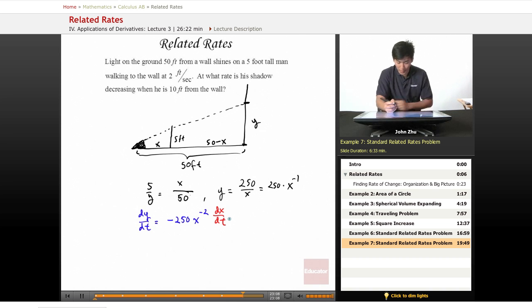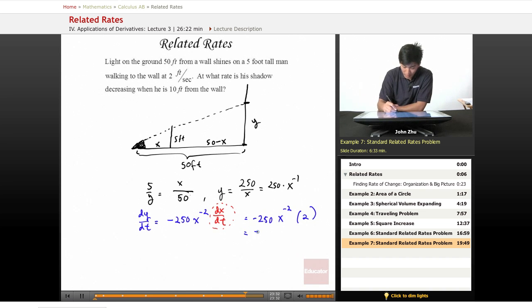Well, let's go ahead and plug in dx dt because we know that the man is walking to the wall at 2 feet per second. So x is changing at a rate of 2 feet per second, which is dx dt. So this expression becomes negative 250 times x to the negative 2 times 2, which equals negative 500 over x squared. So now we have this expression for dy dt and x squared, and we're looking for the rate at which his shadow is decreasing. So we're looking for dy dt. This is what we're looking for.